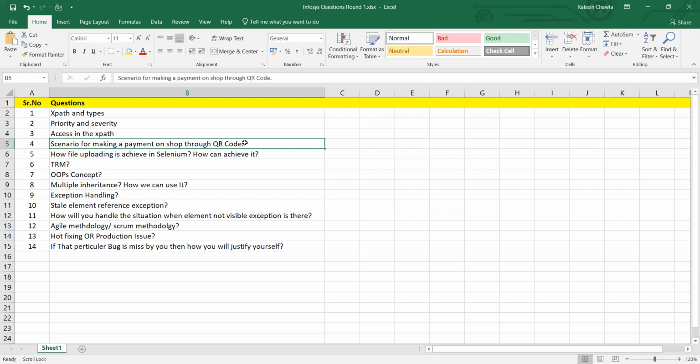Okay, then the 10th number is about stale element reference exception, but you can also get a question like, which are the various Selenium based exceptions that you are aware of? And how have you handled them? How will you make sure that it does not get repeated?